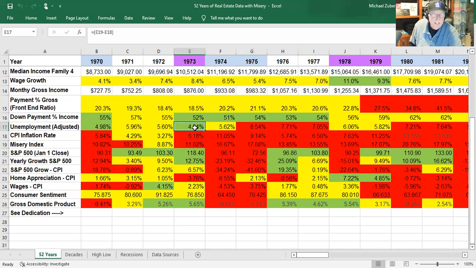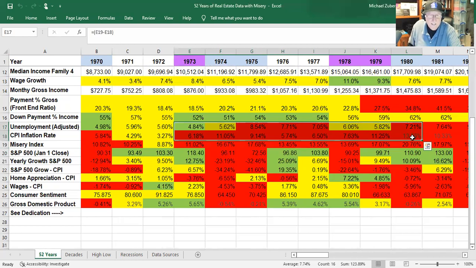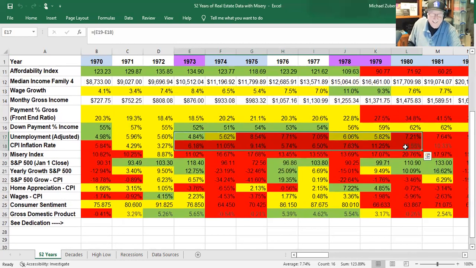Actually, I need to hit all three of these. Let me do this. So, okay, 17, we're about 9% unemployment, 9% inflation. That's a bunch of misery. Then we're at 13. Oh, 20. What year was that? 80. Ah, 1980. You suck, 1980.